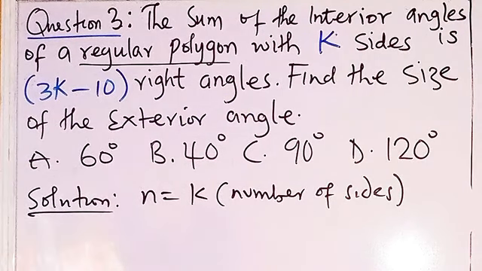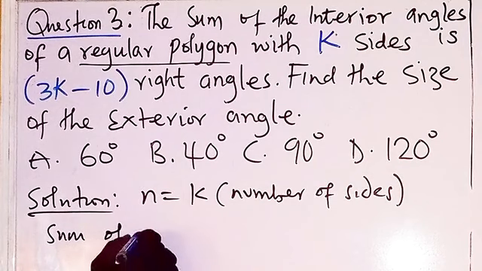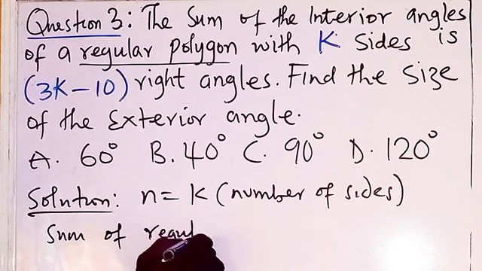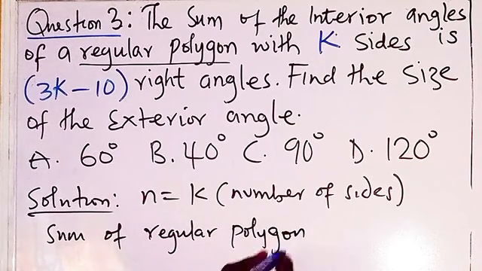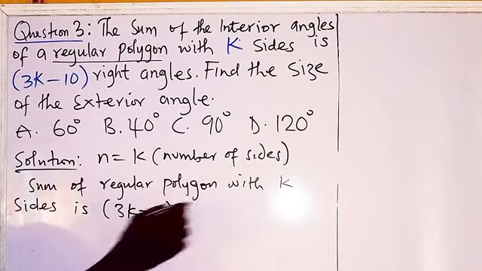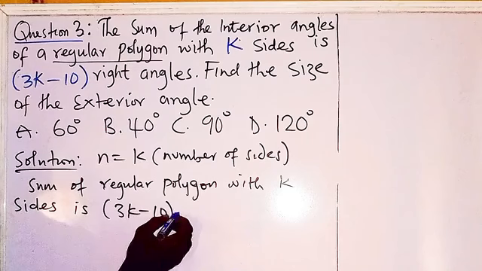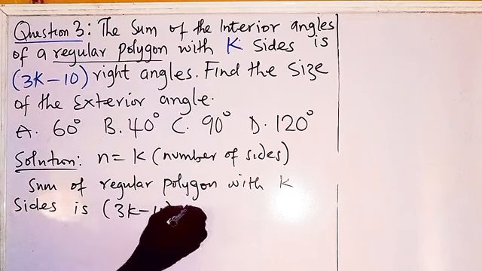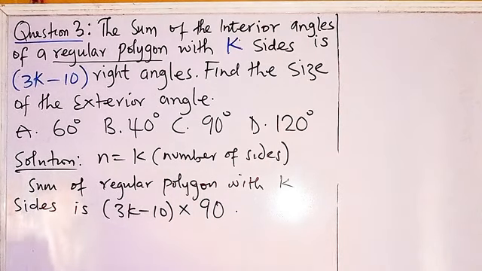So what we are going to do is this. We have the sum of the angles of a regular polygon with k sides as 3k minus 10 right angles. This right angle dimension is multiplied by 90. So that is the sum. That is what they say the sum of the regular polygon with k sides is, right?